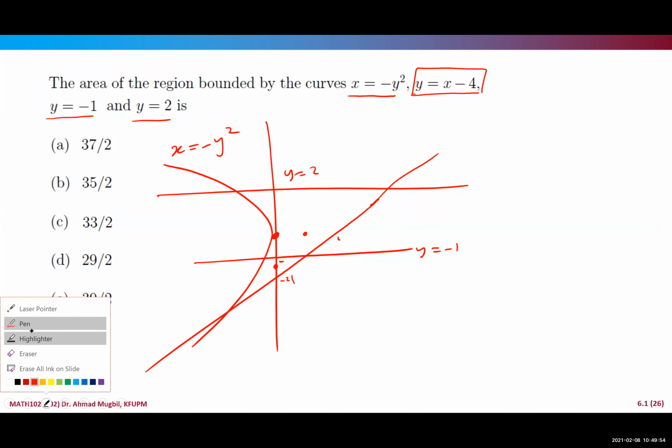Now the area will be just the integral from where to where? y starts from where? From -1 up to where? Up to 2, for x right minus x left, dy. We will integrate with respect to y. Now this will be the integral from -1 to 2. The curve to the right is y plus 4, minus the curve to the left, which is -y squared. So it will be plus y squared dy. I will leave the calculations for you, and you can find the integral easily.